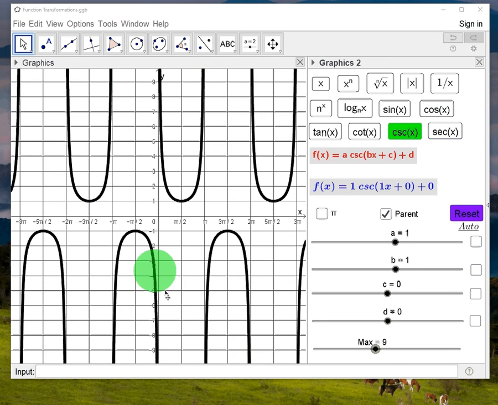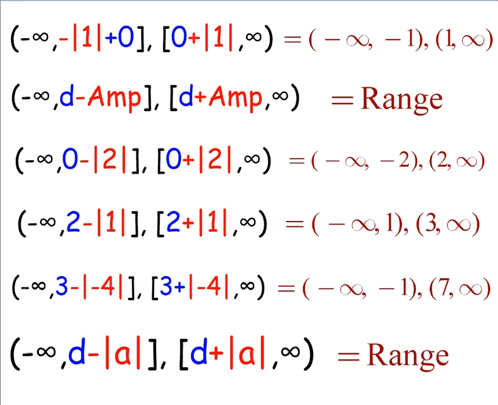So what's the range of this graph? It goes from -infinity up to -1, stops, and then starts at 1 and goes to infinity. Remember, you can take a ruler or something and just scan up like this from bottom to top to figure out what the range is. So we're going to go ahead and think about what that means in terms of amplitude and the d value, which is the vertical shift.